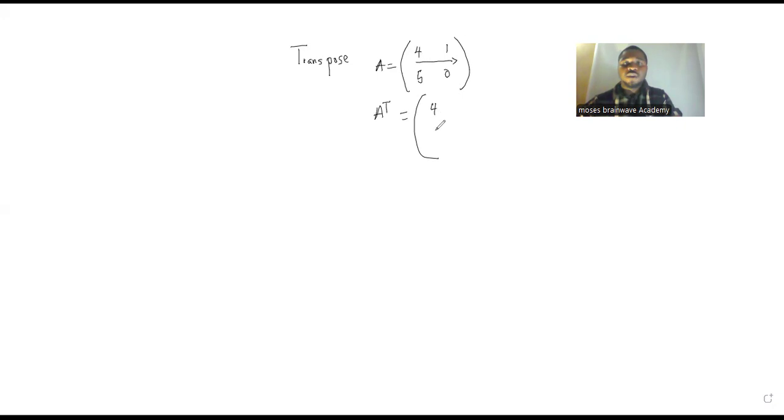So I have 4 and 1. Then lastly, take this to become the next column. So I have 5 and 0. So this automatically becomes matrix A.